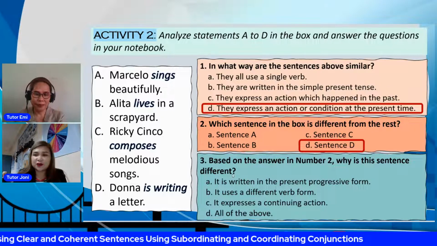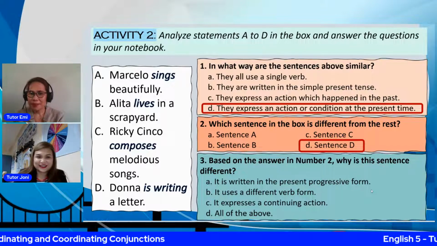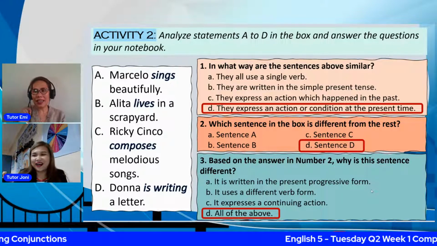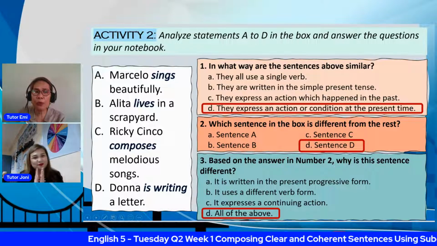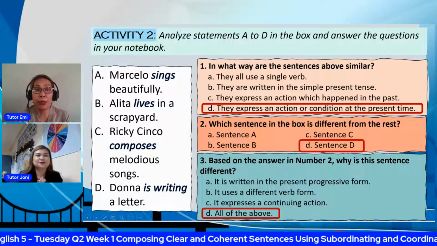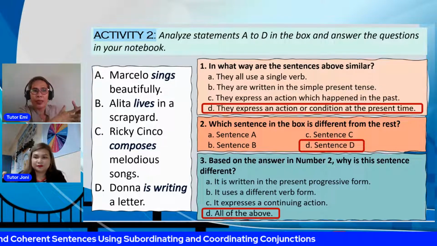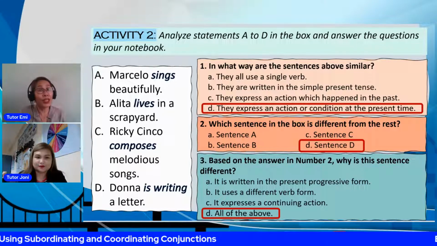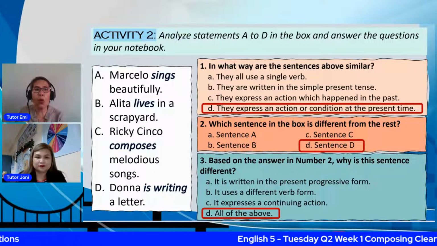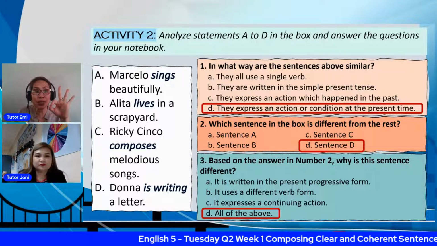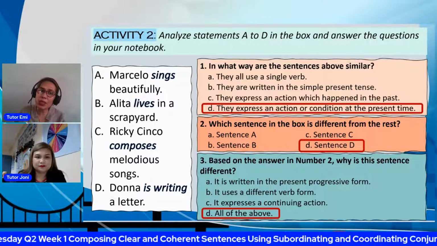C, it expresses a continuing action. Or D, all of the above. Choose your answer now. Wow, it's all of the above. So sentence D is different from the rest, although all the sentences express ideas about the present time. Sentence D describes the action that happens at the present time in a much different way. It describes a continuous or ongoing action, while the other 3 only describe a present action without considering whether it is continuous or completed.